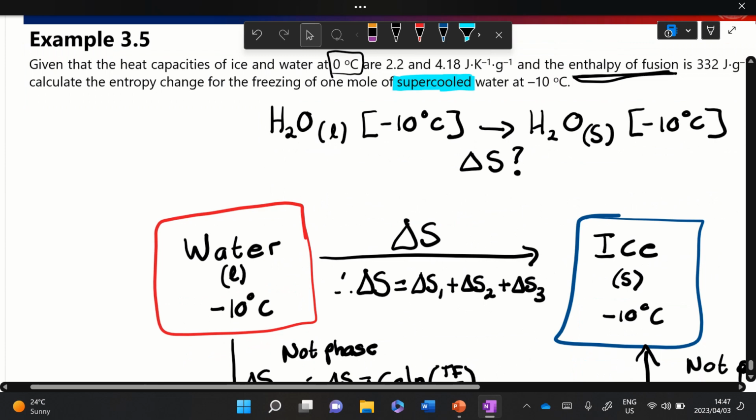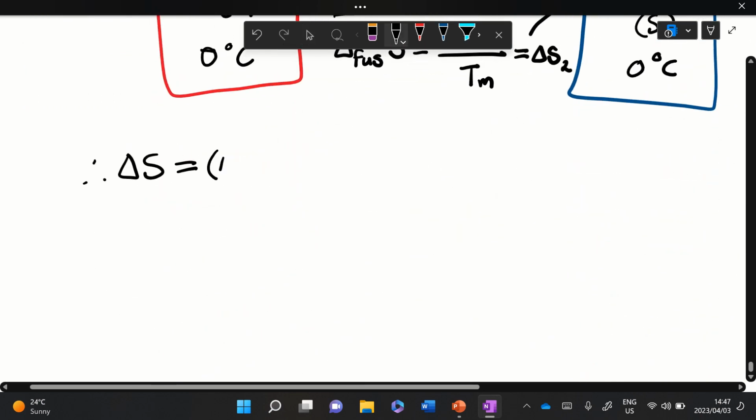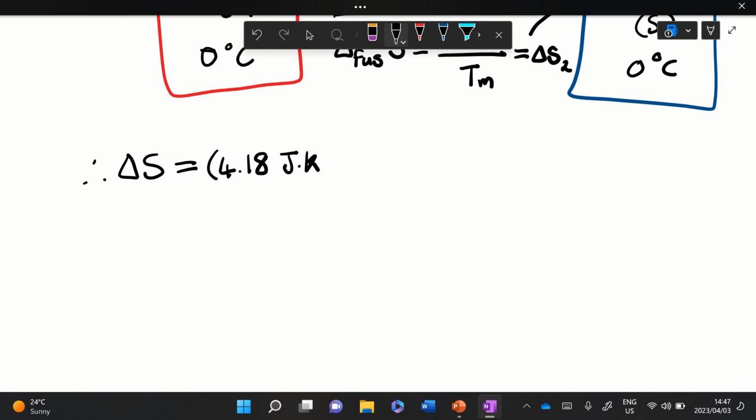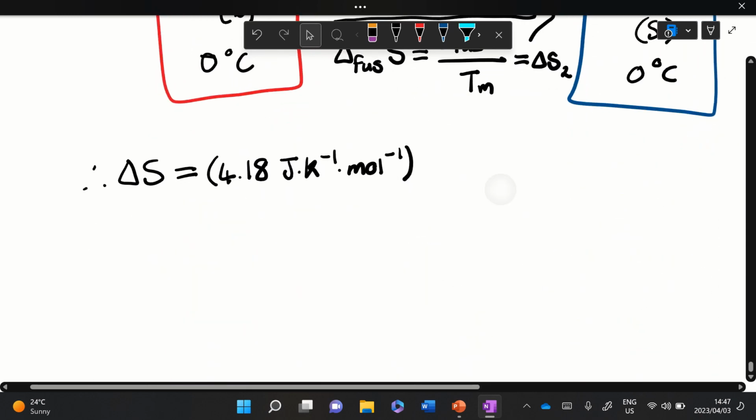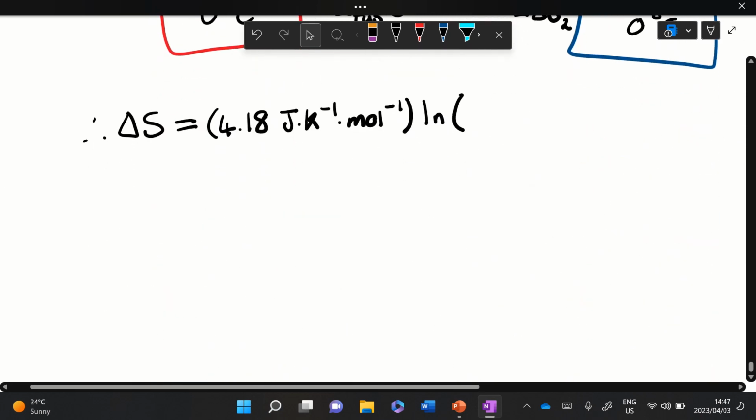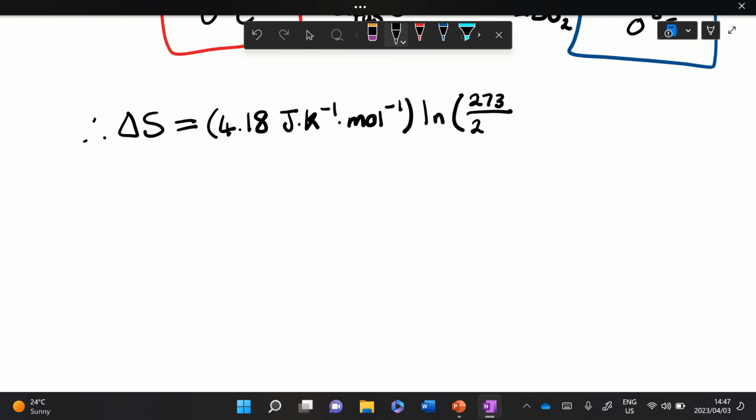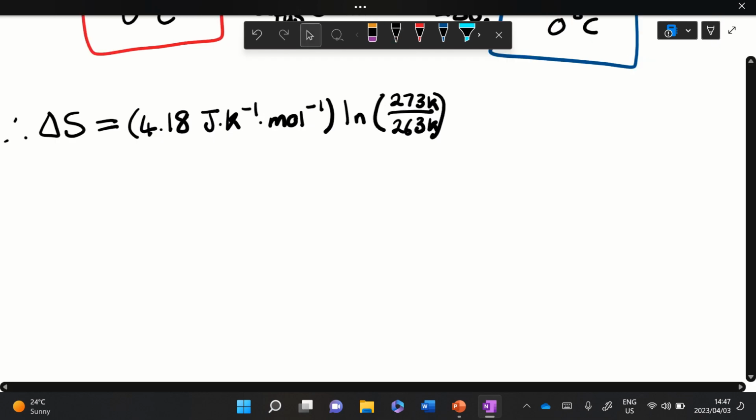4.18 joule per Kelvin per mole. So it's then 4.18 joule per Kelvin per mole, and then by how much that needs to be multiplied is by ln. Okay, so what's our final temperature? Our final temperature is 273 Kelvin, and our initial temperature is 263 Kelvin, right? Kelvins will cancel, so it doesn't really matter to write them in, but for completeness' sake.